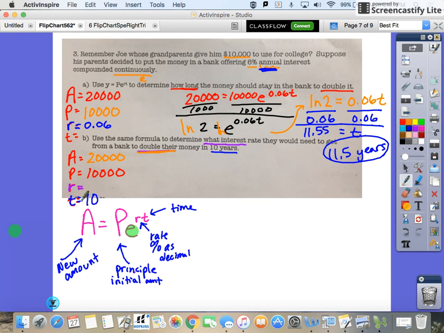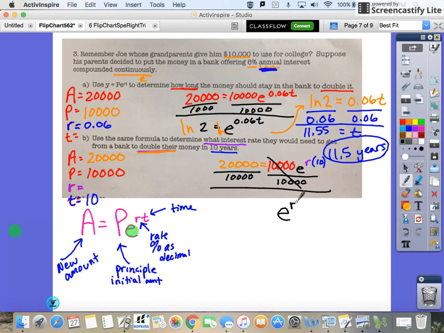So let's fill in the Pert formula with the things that we know. A is 20,000. P is 10,000. E will always be E because it's about 2-ish. R we don't know. And T is 10. So from here, what we're going to do is divide by 10,000. E to the R times 10 power is equal to 2.